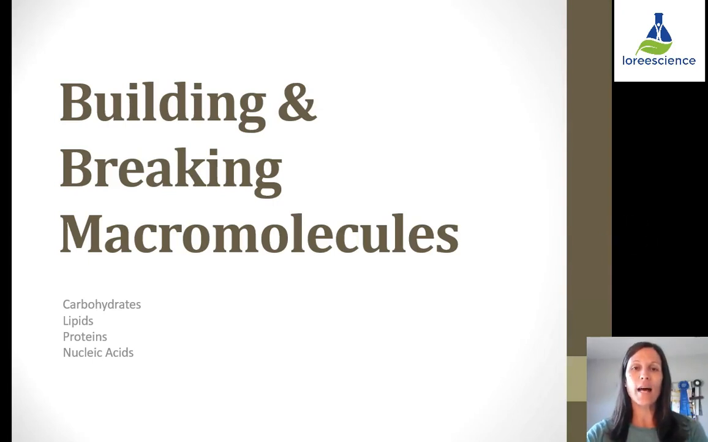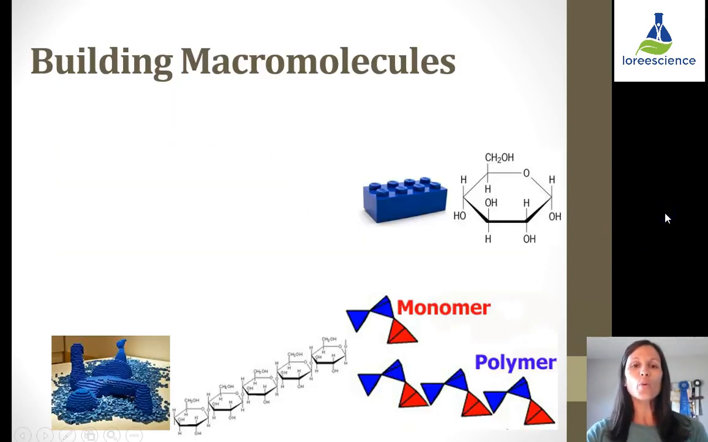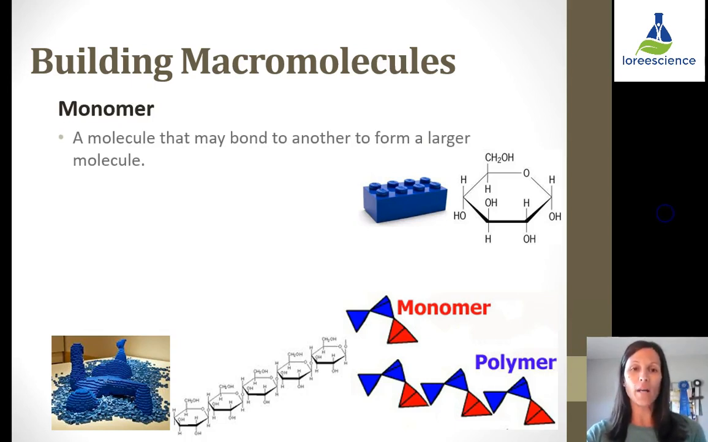This video takes a look at the reactions involved in building and breaking macromolecules such as carbohydrates, proteins, lipids, and nucleic acids. So in order to build a macromolecule, we have to understand a little bit of terminology first. The first term that we want to outline is a monomer. Mono meaning one. So when we're talking about macromolecules, they are made up of sequences of monomers.